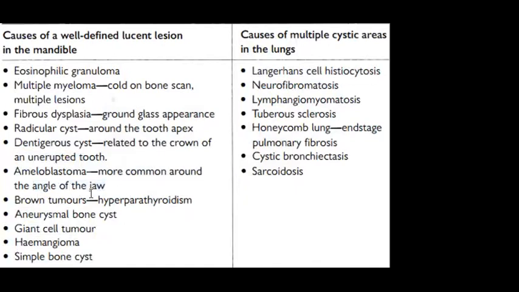Yes. Brown tumor, you will find the criteria of hyperparathyroidism. Some others, like aneurysmal bone cyst, giant cell tumor, hemangioma, and simple bone cyst, can be included in the differential diagnosis. If you find bilateral lung cysts, think of Langerhans cell histiocytosis, lymphangioleiomyomatosis, neurofibromatosis, and tuberous sclerosis. So all the phakomatoses, like tuberous sclerosis and neurofibromatosis, can be involved. Honeycombing, cystic bronchiectasis, and sarcoidosis. You refer this patient for specialized chest and maxillofacial opinion.